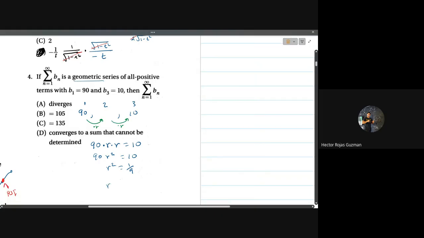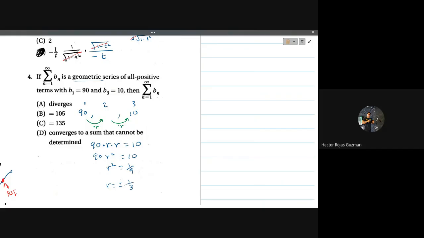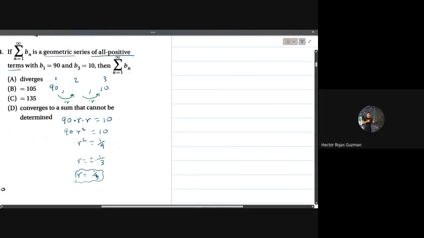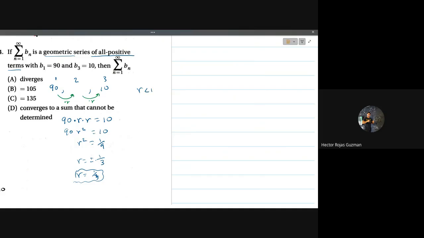Take the square root. That's going to be plus or minus 1/3. Okay. But they did say the geometric series has all positive terms, which means r cannot be negative. If r is negative, we're going to have an alternating series. But we have a series with all positive terms. So there's my common ratio. It's 1/3. And because r is less than 1, the series is going to converge.